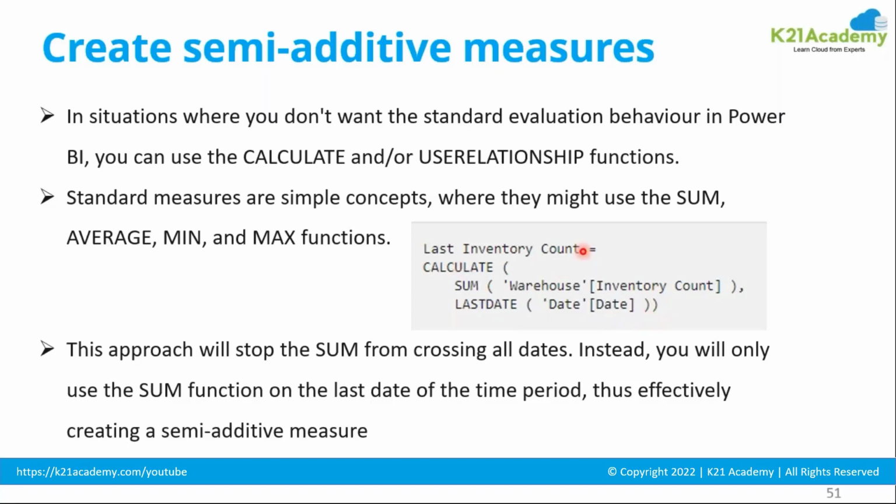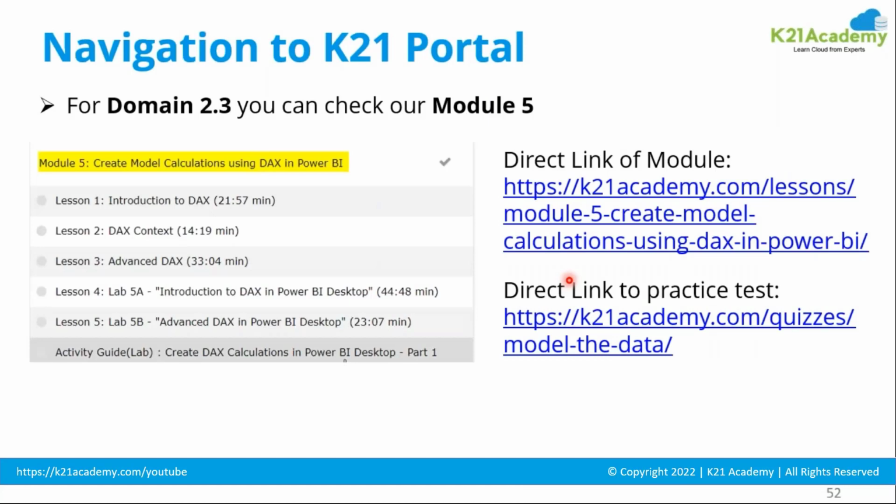So this will give you the last inventory count. We have already done one of these examples. This approach will stop the sum from crossing all dates. Instead, you will only use the sum on the last date of the time period, so that you will only be able to see the last date of that data as well. This is another option. You can go and check it in the model 5.